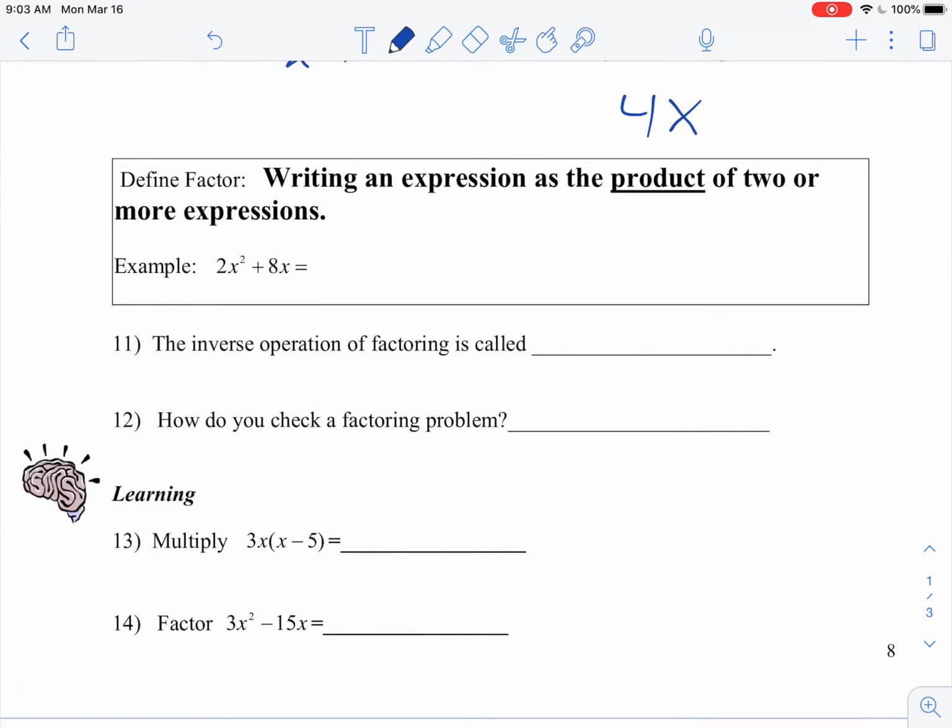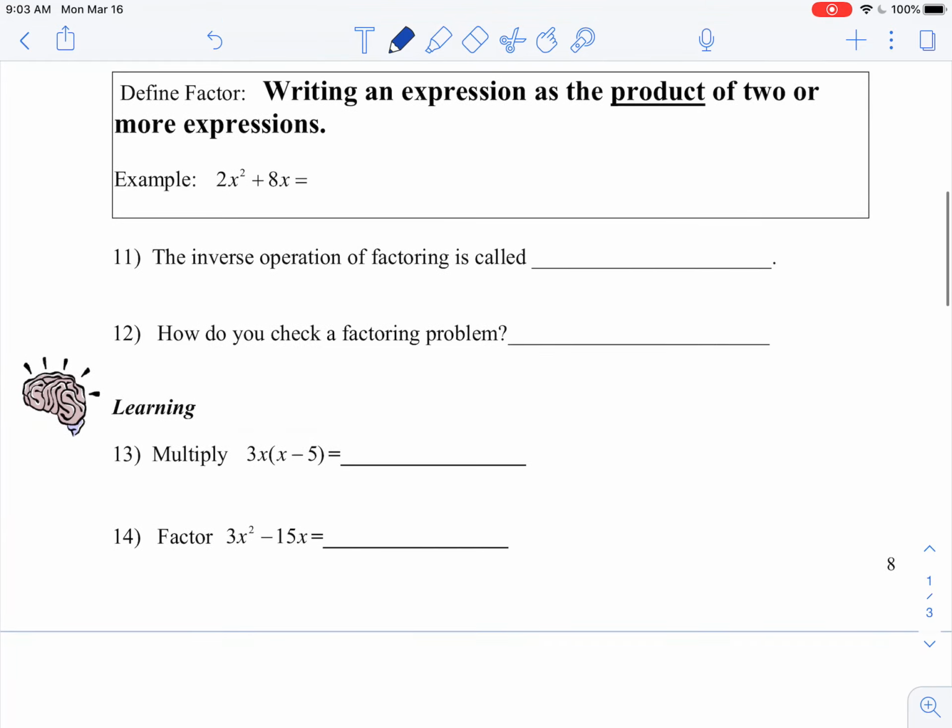Okay, so now we're going to get into doing the greatest common factor of a polynomial. The definition of factor is writing an expression as the product of 2 or more expressions. It's taking a term and separating it into 2 terms that multiply to that term. We're going to be doing essentially the opposite of distributive property here.